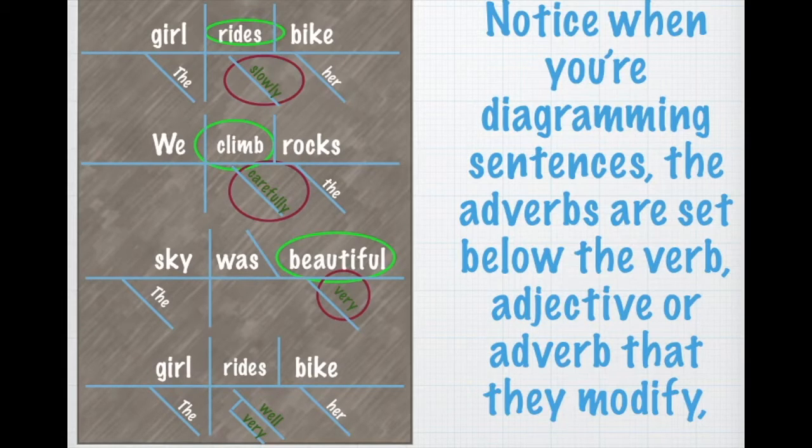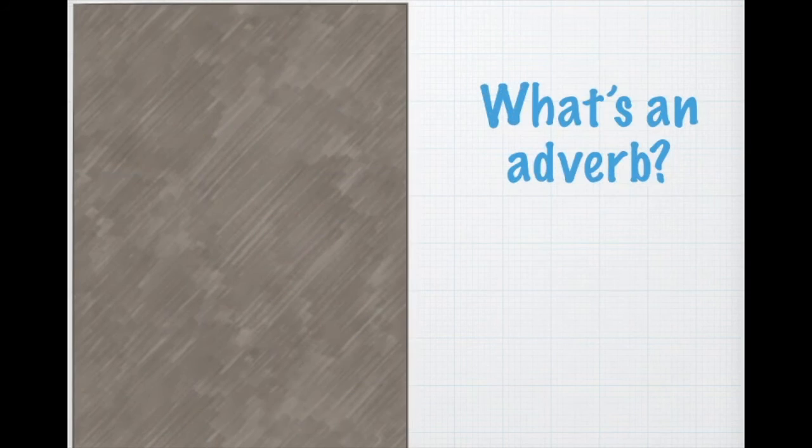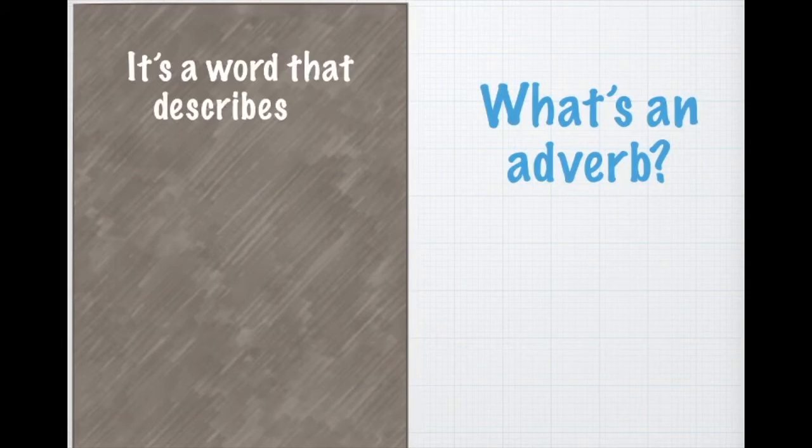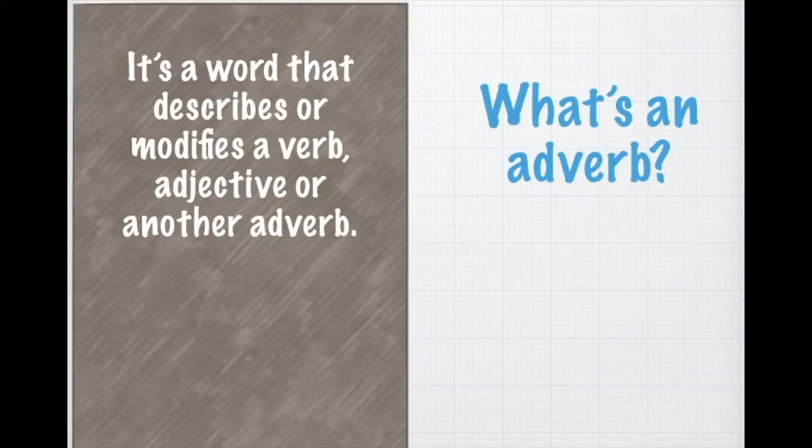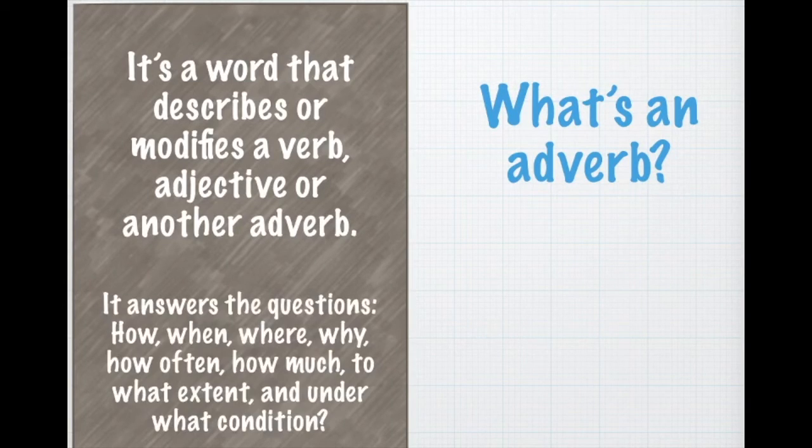In the sentence, the sky was very beautiful, we see our adjective beautiful on the primary line and we see the adverb below the adjective because it's modifying it. And in our last example, the girl rides her bike very well. We have an adverb well, which is modifying rides, but then we have a second adverb very, which is below the adverb it modifies. So what's an adverb? It's a word that describes or modifies a verb, adjective, or another adverb. It answers the questions how, when, where, why, how often, how much, to what extent, and under what condition.